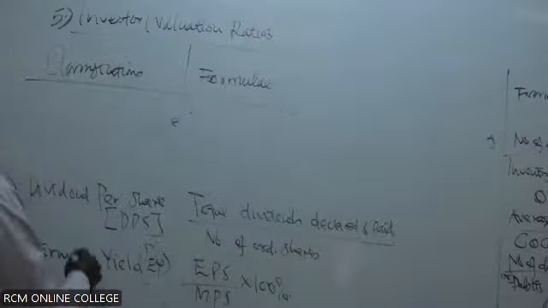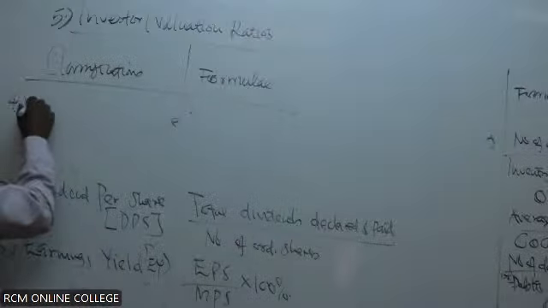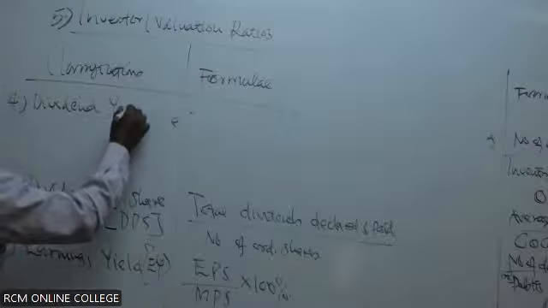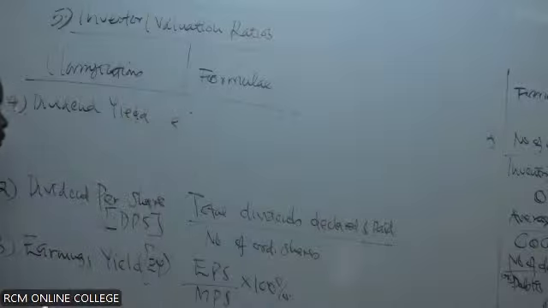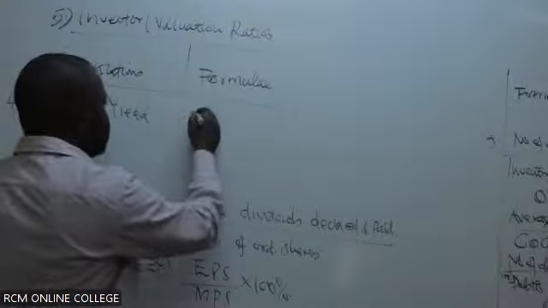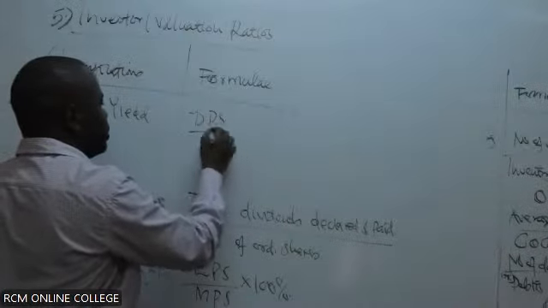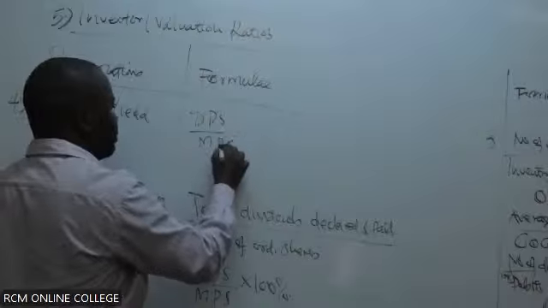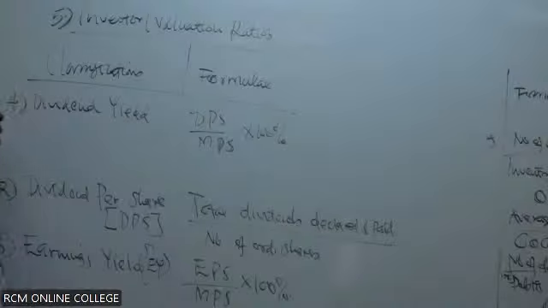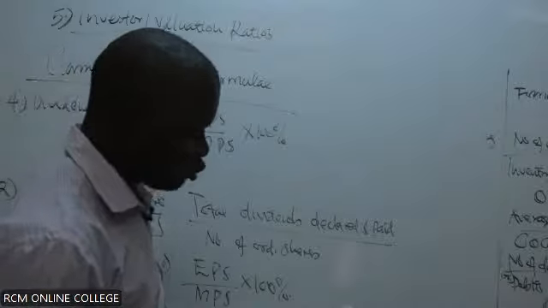So in this case, you have number 4, the dividend yield. For the dividend yield, you take the DPS over MPS. It will actually be dividend per share over market price per share, and you multiply by 100%. So that is the dividend yield.